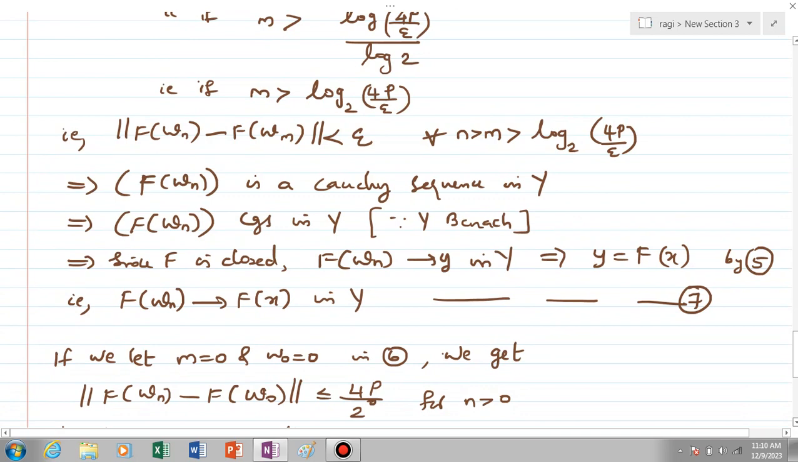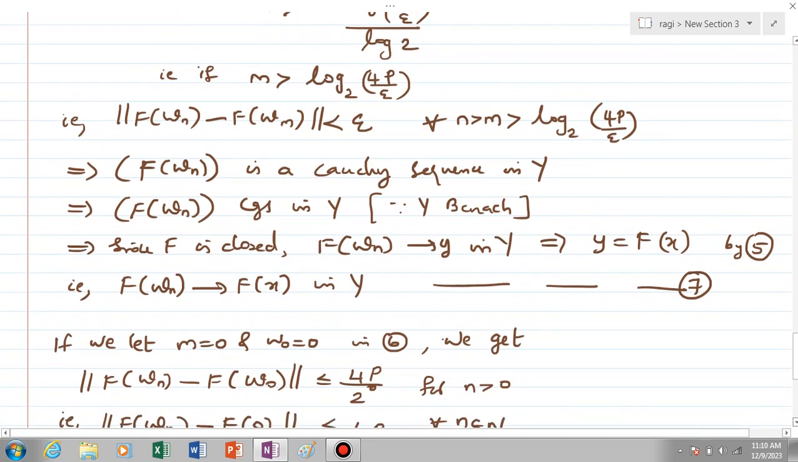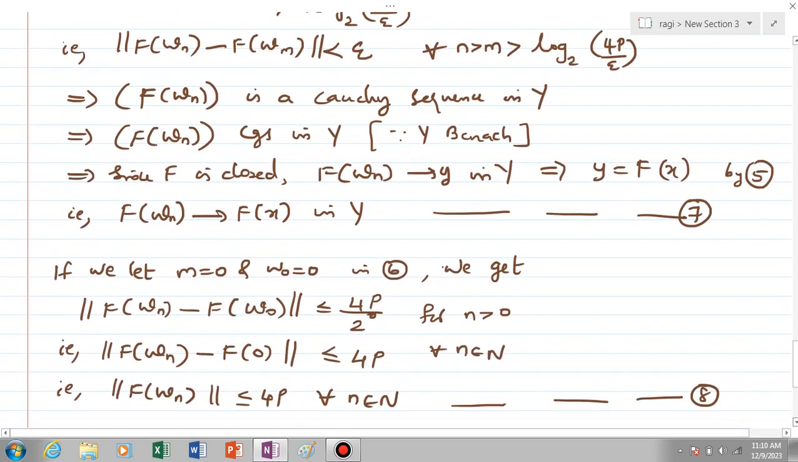Since F is closed, if the sequence converges in Y to a point small y, then we can write y is equal to capital F of x by the closedness of capital F and by equation 5. So that is, F of Wn converges to F of x in capital Y. Let it be equation number 7.